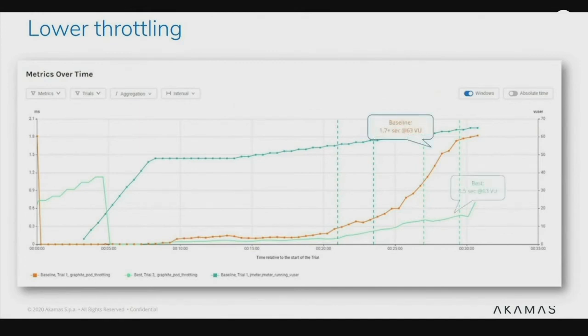Throttling can be seen as a measure of the required CPU utilization of an application with respect to the one provided by the container. As we see, at high load, the container running the application with the optimized configuration shows a significant reduction in throttle time. This is an indicator of a better sizing of the container with respect to the application demands.